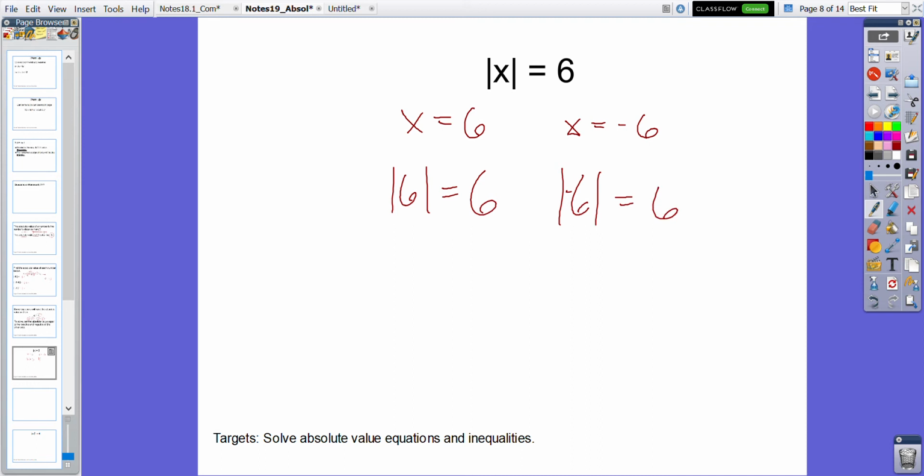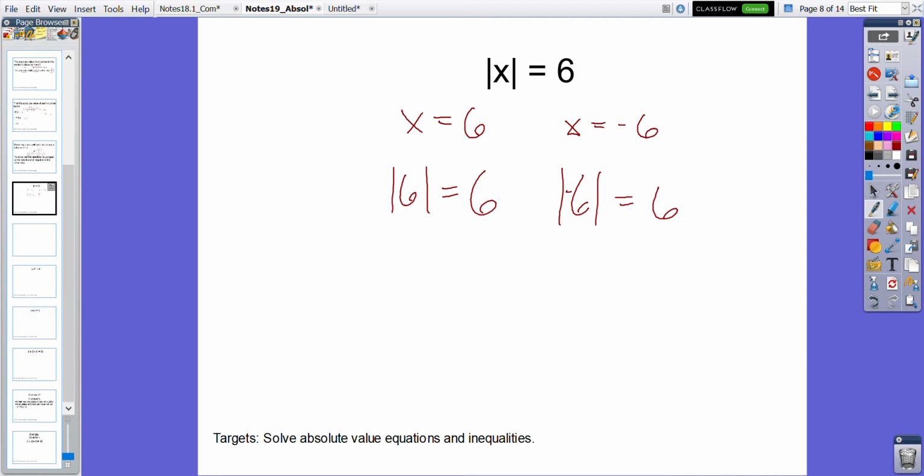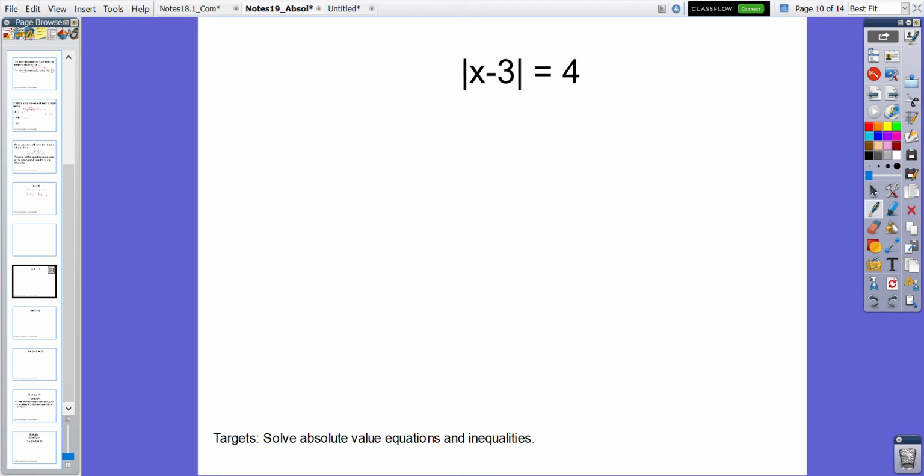Because this is algebra class, it's going to be a little more complicated than simply solving a one-value equation. Sometimes you run into things that look like this: the absolute value of x minus 3 is equal to 4. Now we're looking at what numbers I can replace x with that would give me a distance from 0 of 4. We have our absolute value by itself. I'm going to split this into two separate equations: x minus 3 is equal to positive 4, and then x minus 3 is equal to negative 4.